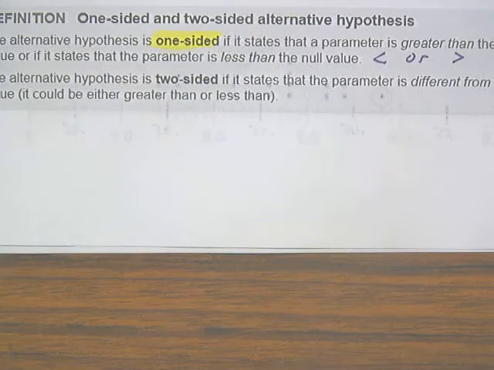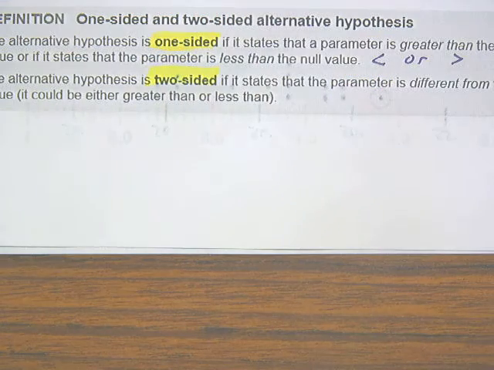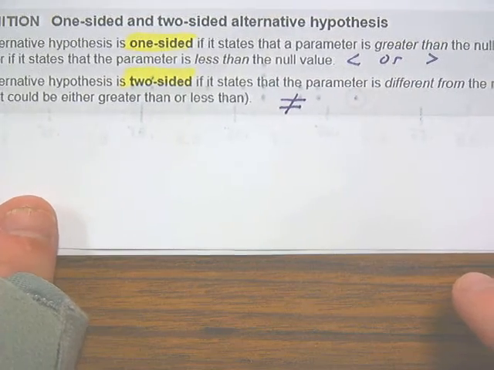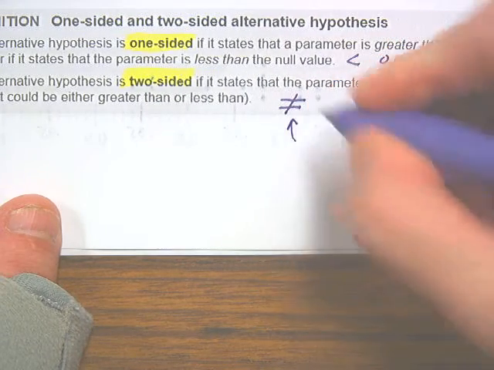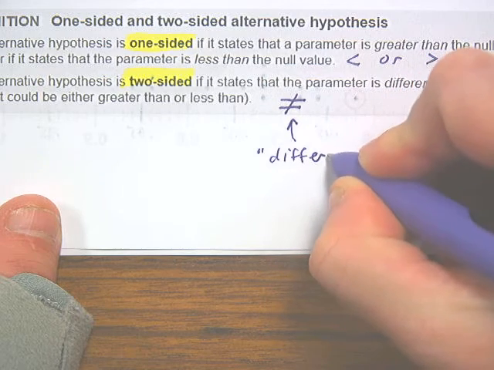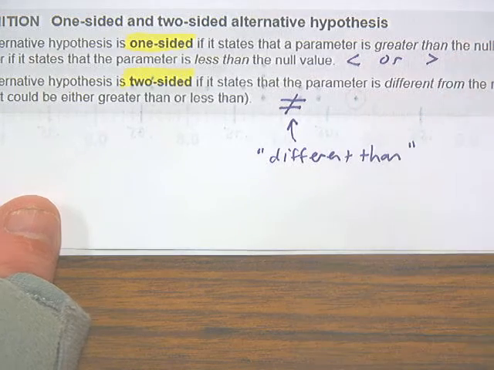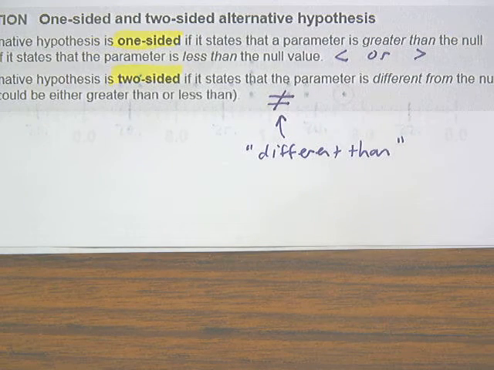If you're reading along in your paragraph and it doesn't clearly state less than or greater than, but it says like, I just want to know if it's true, then you're going to use this symbol right here. Not equal to. This literally means different than. It means, I don't know if it's lower than or higher than, but it's definitely not that. That's the symbol you'll use for a two-sided alternative hypothesis.